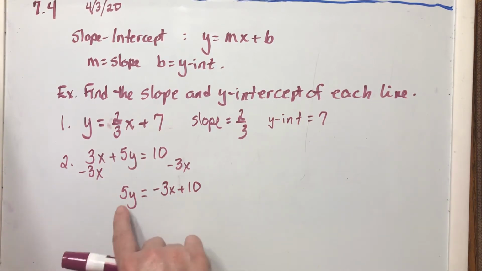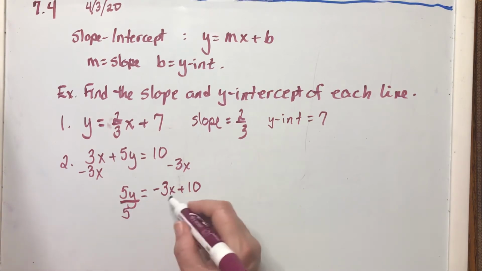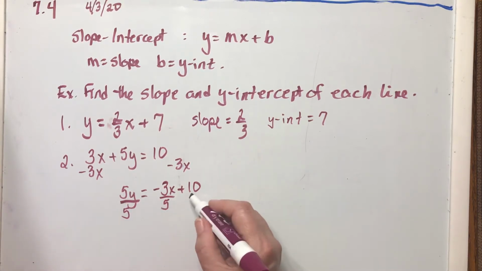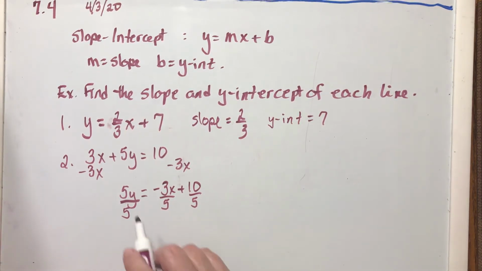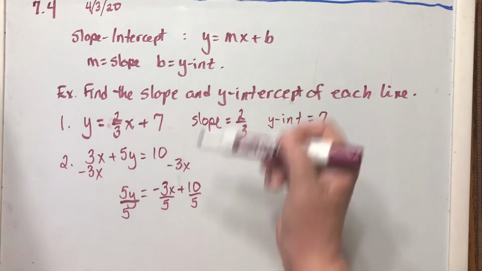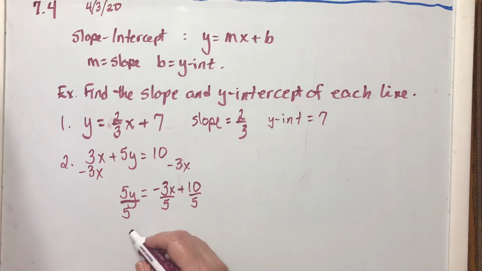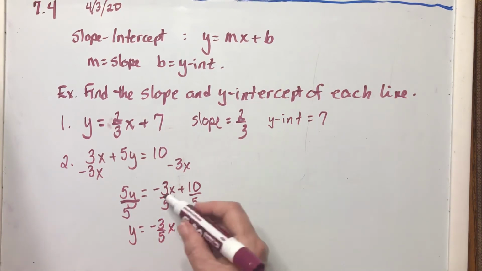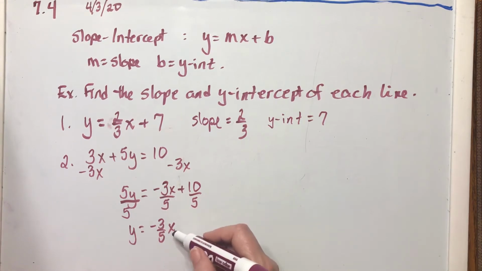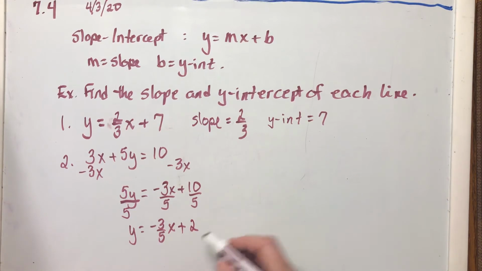Now this isn't quite solved for y yet. We still need to divide by 5. And when we do that, we want to give everybody their own little personal denominator. Don't just do one big line divided by 5. Because again, we're aiming for this particular form of the equation of a line. So now when I do that, I have y equals negative 3/5 x, because negative 3x over 5 is just negative 3/5 x, plus, and then 10 over 5 is 2. So now it's in the correct form that we need it in.